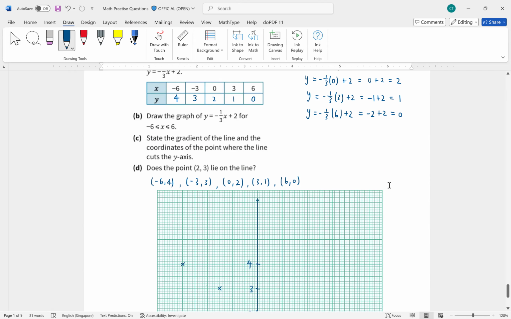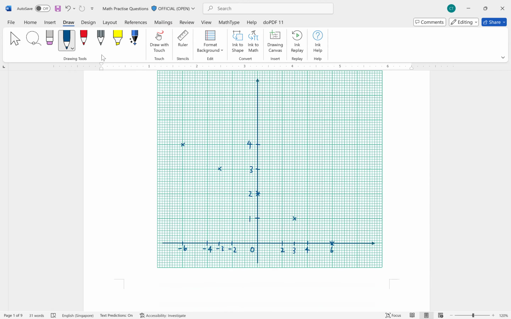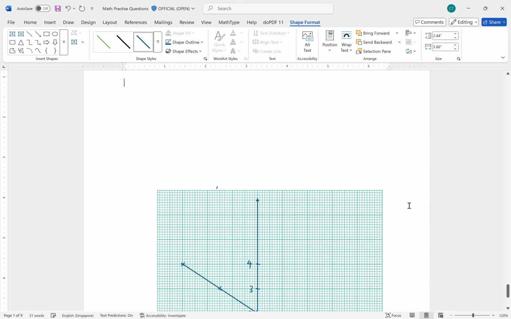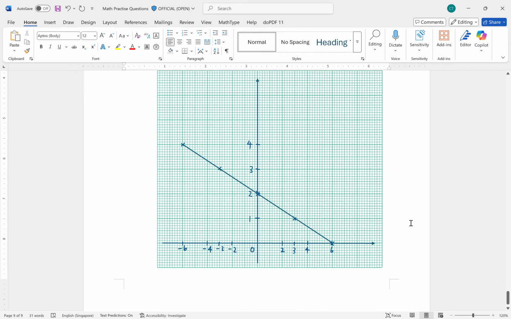Now we are going to join with a straight line. We are doing part B already, drawing the graph. Use your ruler, you should be able to join the points using a straight line. You should go through all the points on a straight line. So this is for part B.